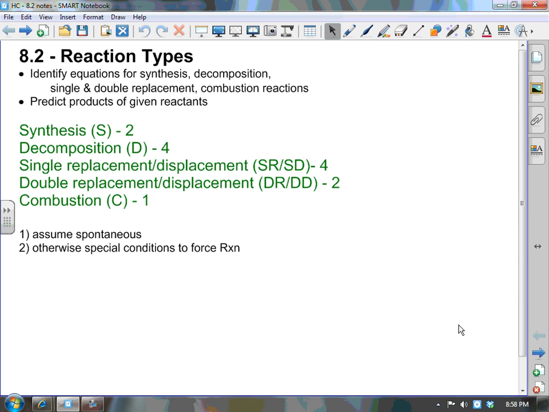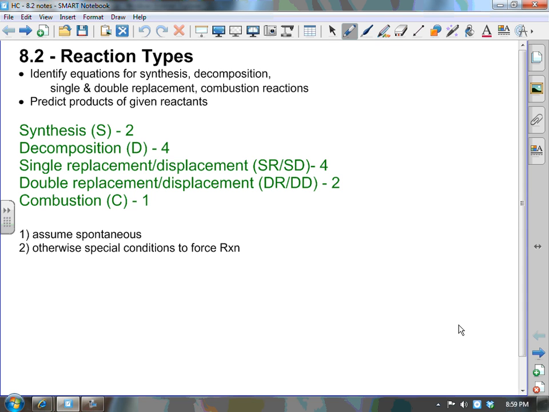In section 8.2, we're going to begin predicting the products from a given chemical reaction. We're going to break this down into 5 different main categories of reactions, in which there are some subgroups. And from this, we'll do the predicting of products in a chemical reaction.